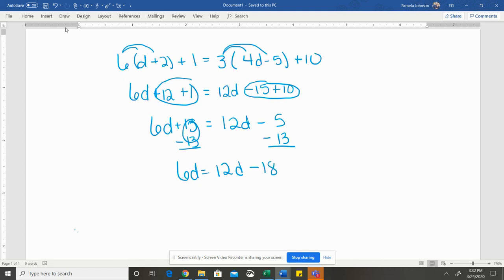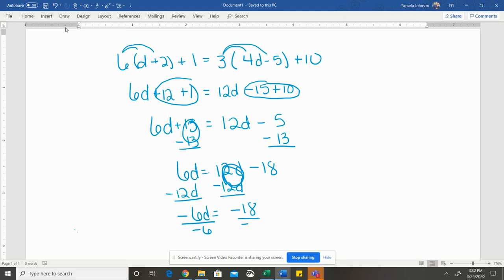Now I want to move this 12D to that side. So we're going to take minus 12D here, so that zeroes out. And then we'll subtract 12D on this side. So we get negative 6D equals negative 18. The last thing that we have to do is just get this D by itself. We want to divide by negative 6.